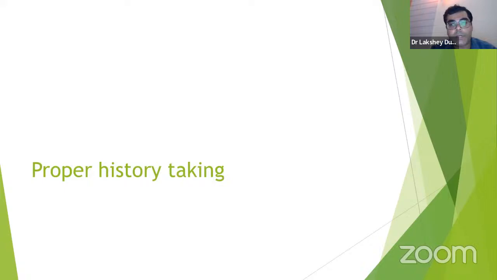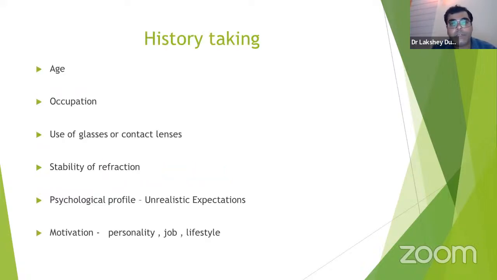So the most important step is proper history taking. In history taking comes the age of the patient. So we need to know that their refraction has stabilized, the age is well above 18, occupation, why he wants the refractive surgery, use of glasses or contact lens.